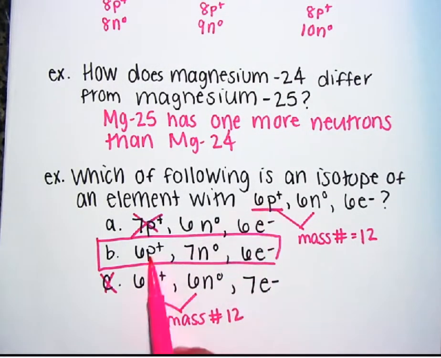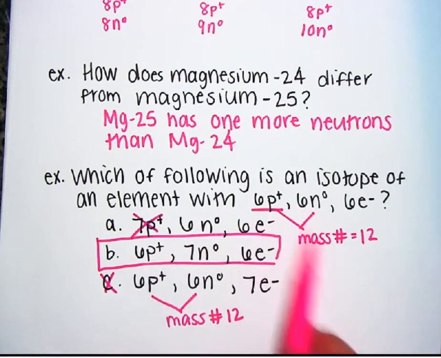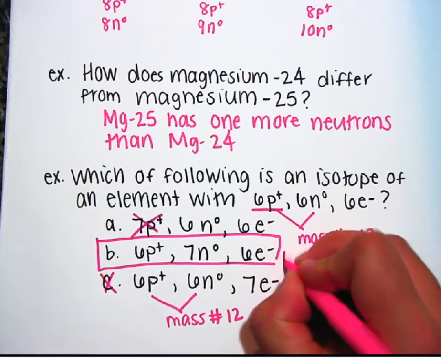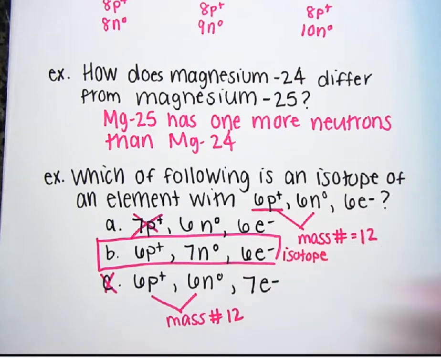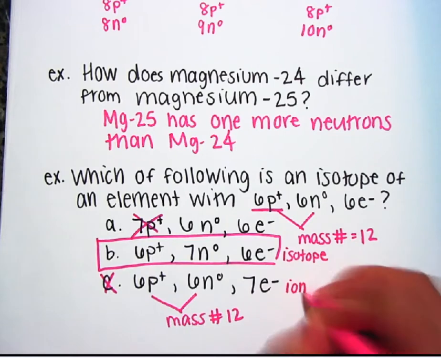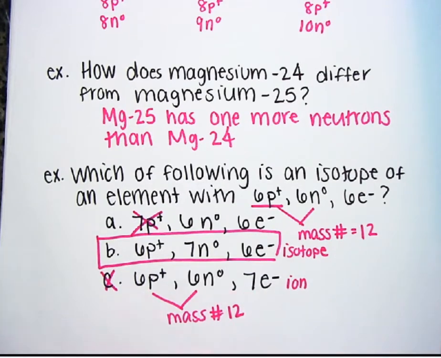B has the same number of protons. The element in the question has a mass number of 12. The element in B would have a mass number of 13. So B would be your isotope. A would be an ion because it doesn't have the same number of protons and electrons.